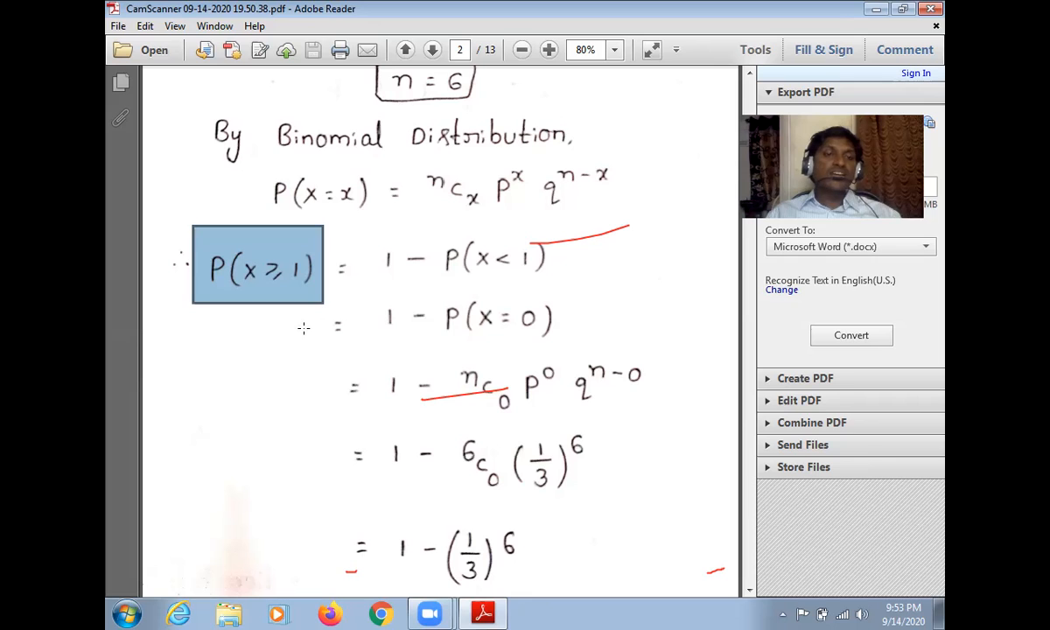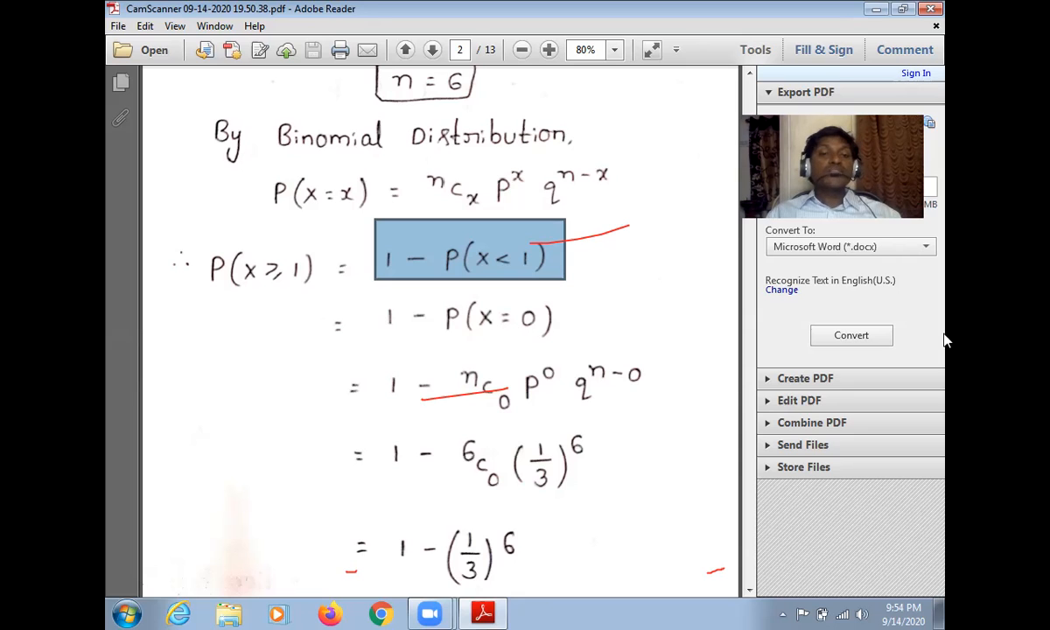Already we said this is a discrete one. So we are discussing discrete distributions here, and the sum of all the probabilities is equal to 1. So by using that condition, simply we write 1 minus P of x less than 1, which is equal to 1 minus P of x equal to 0. Why? Because this is less than 1 and P represents probability. In probability the values must be 0 to 1. So less than 1 here has 0; negative values don't exist.